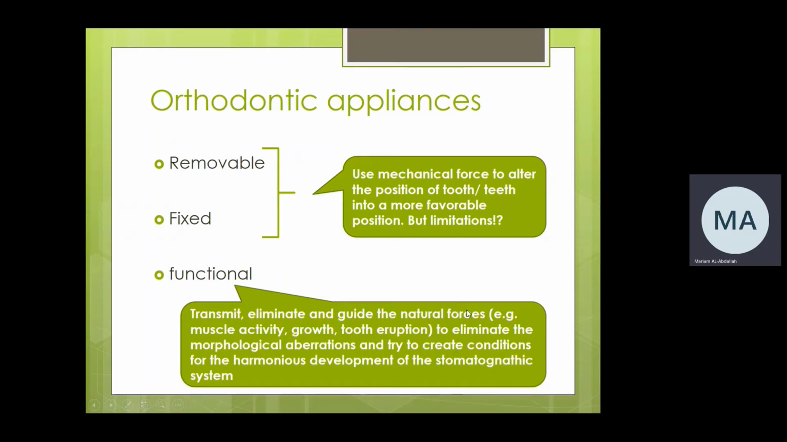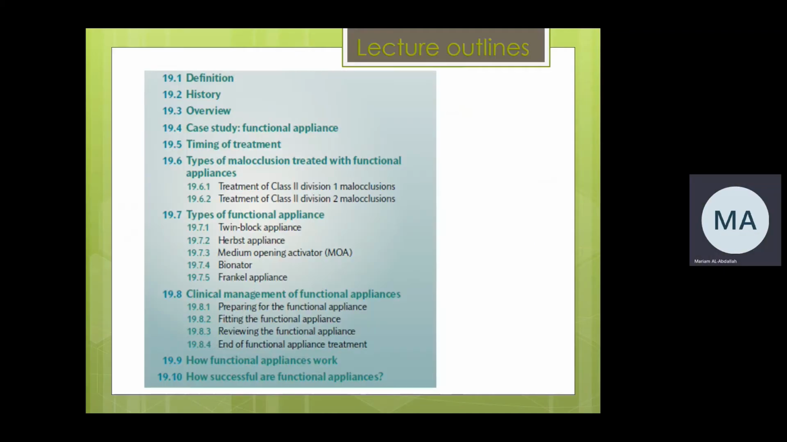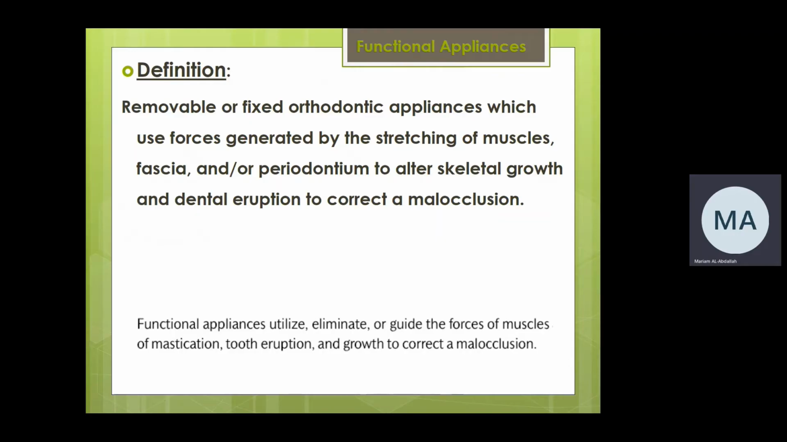What do you mean by natural forces? Forces generated from muscle activity, growth, and tooth eruption. Why? In order to eliminate the morphologic aberrations and try to create conditions for the harmonious development of the stomatognathic system. This topic is covered in chapter 19, as we said. Functional appliances could be removable or fixed. They aim to use forces generated by the stretching of muscles, fascia, and/or periodontium in order to alter skeletal growth and dental eruption in order to correct the malocclusion.